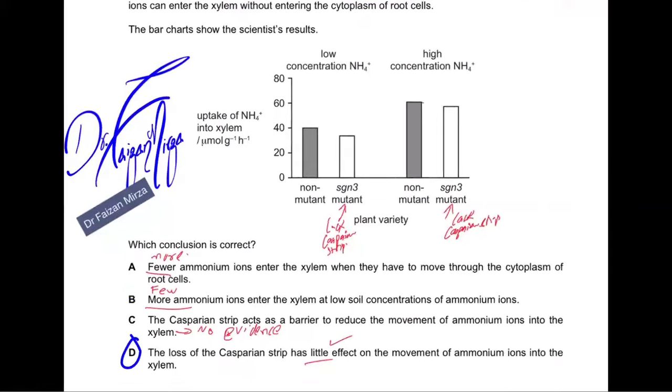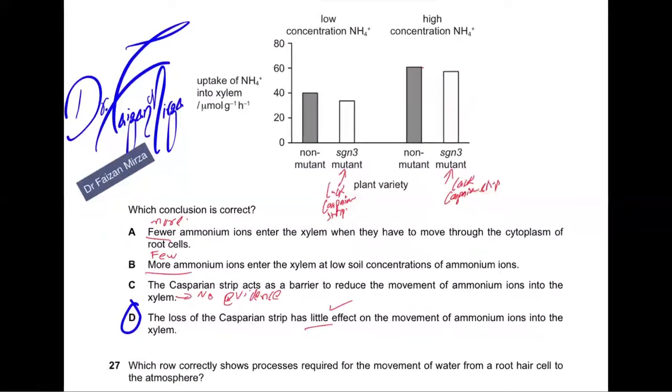So uptake of ammonium ions, you can see in the non-mutant and mutant type. The mutant one is not having the Casparian strip. So you can see there's a low concentration of ammonium ions. So uptake was still there. In the other plant variety, if the variants were compared, again you can see that ammonium ion was absorbed, although this lacked the Casparian strip.